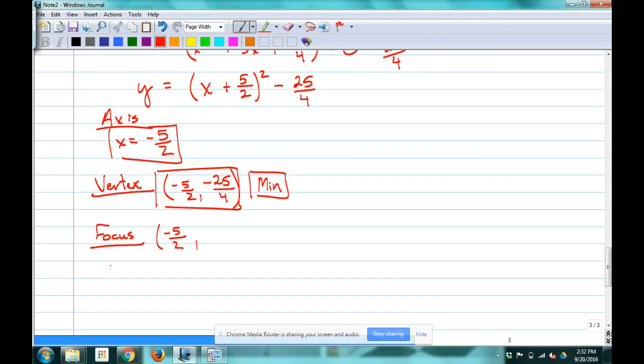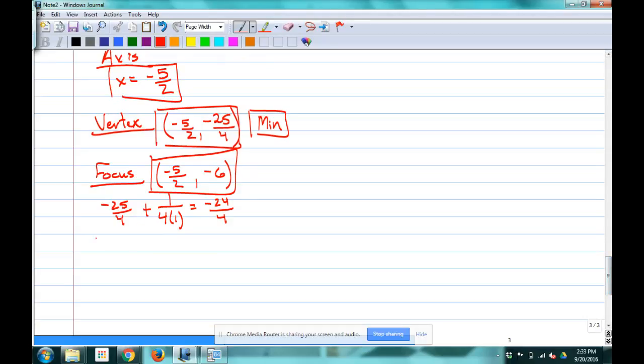-5/2. And then we have to do -25/4 plus 1/4 times 1. Well, that works out pretty nice, because that's -24/4, which is just -6. That's a good ordered pair. A little better than the -25/4. And get our directrix: -25/4 minus 1/4 would be -26/4, which reduces to -13/2.